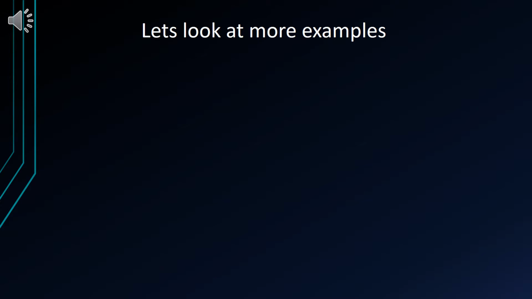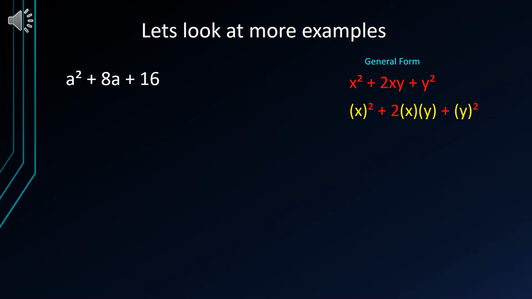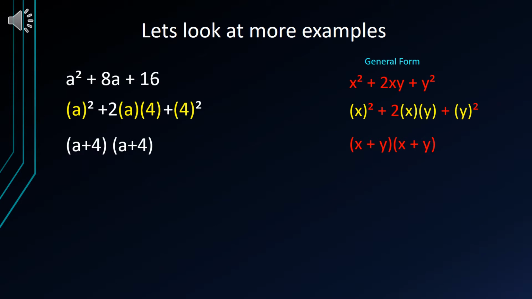Let's look at some examples. Given a squared plus 8a plus 16, we then compare the general form of the trinomial. Using this form, we can expand the trinomial. Notice that a corresponds with x and 4 corresponds with y. We can then completely factorize the trinomial to get a plus 4 multiplied by a plus 4.